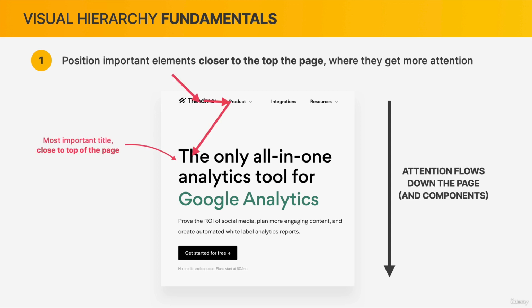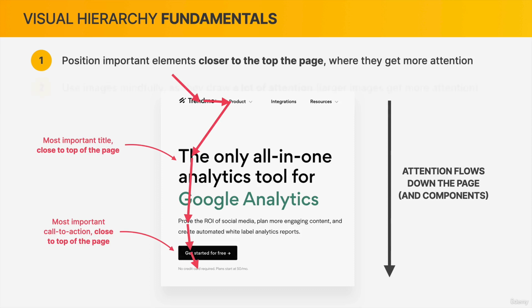So in this example here, the first thing that the user might maybe notice is that logo there, then the navigation, and then immediately it will go for this main heading here. And so since this is the most important heading, it should be as close as possible to the top of the page. Then from there, attention will of course keep flowing down. And here we also see that we have this really important call to action button. And so your very first call to action button should also be as close as possible to the top of the page.